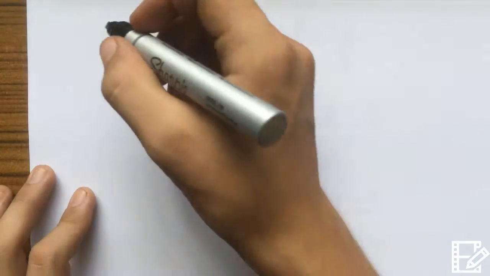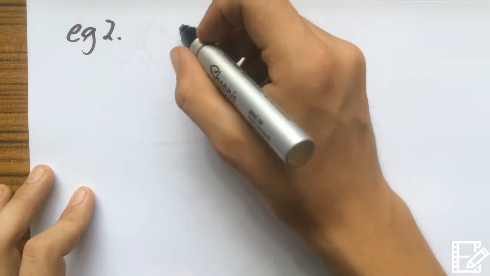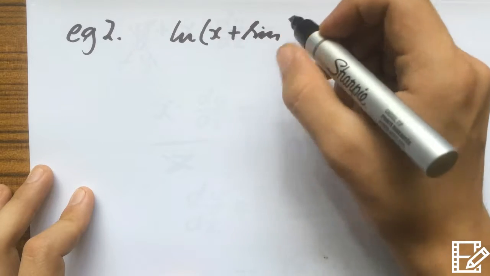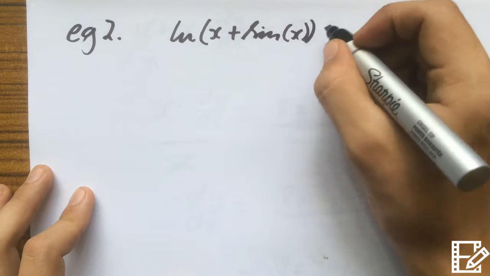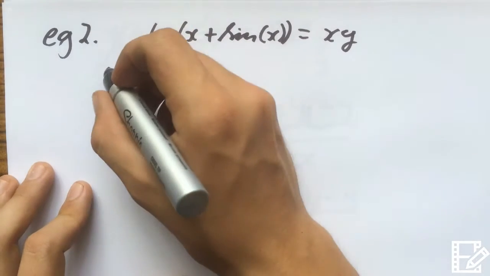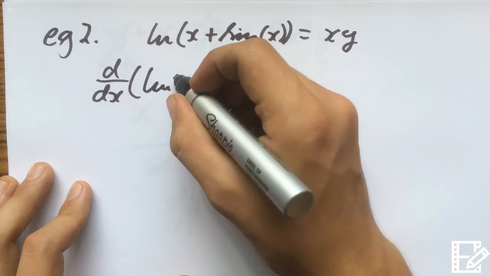Okay, now on to our second example. Here we have ln of x plus sine x equals xy. Okay, just like before, we find the derivative of each side.